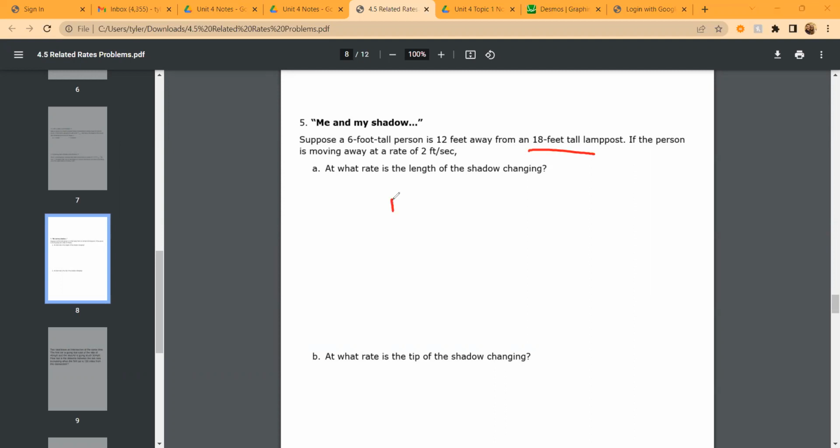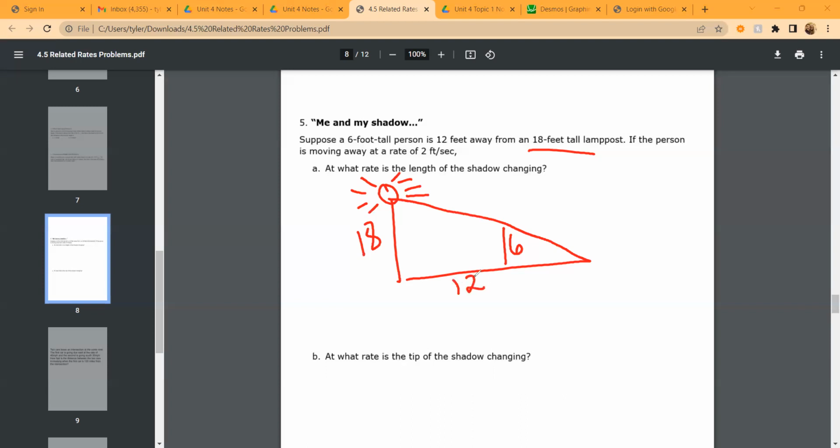Okay, so 18 feet, person 6 foot, 12 feet away. So the lamp post is shining light, and you're going to have a shadow. Look, these are my light rays. This is 12 feet away. And the person is moving away at a rate of 2 feet per second, and we're trying to figure out at what rate the length of the shadow is changing.